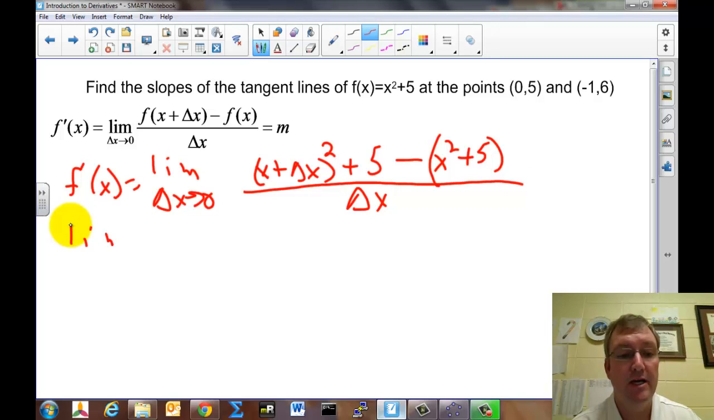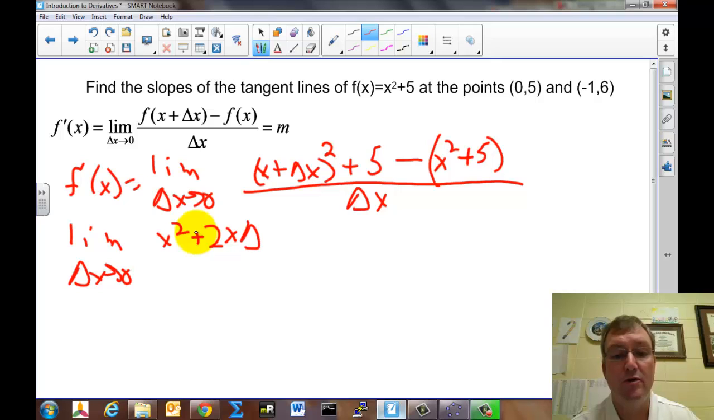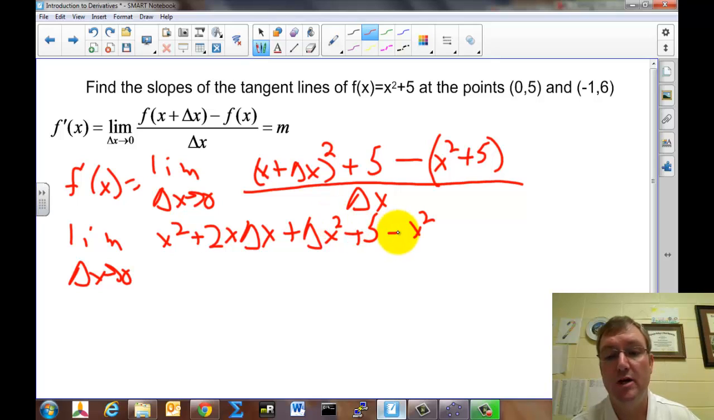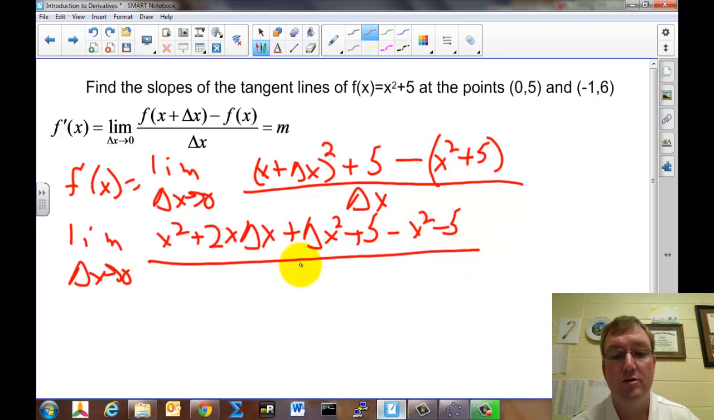Continue evaluating. You need to expand this binomial here. You can either write it out and FOIL it, or remember, square the front, square the back, twice the product of the two. Plus 5 minus x squared minus 5, all over delta x.